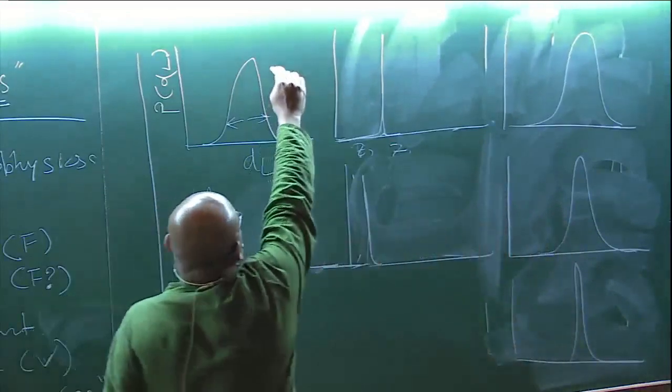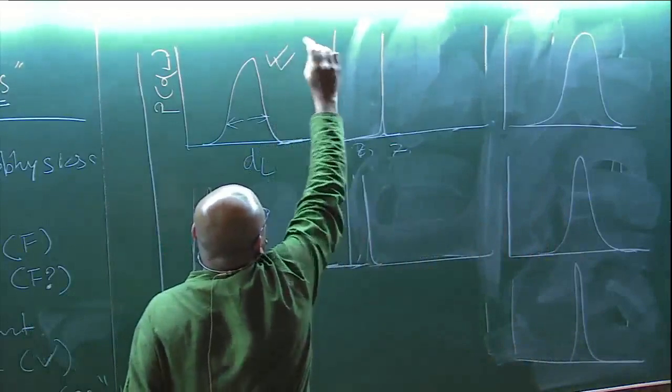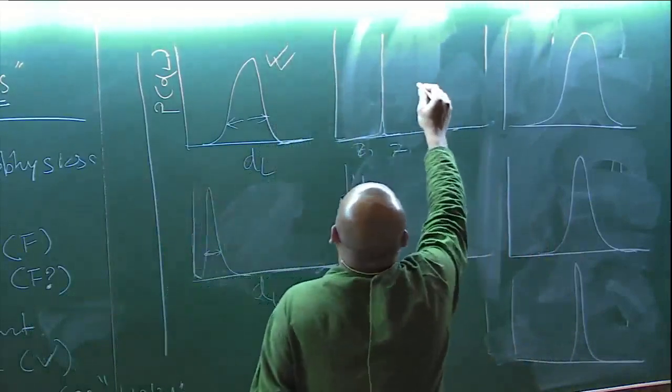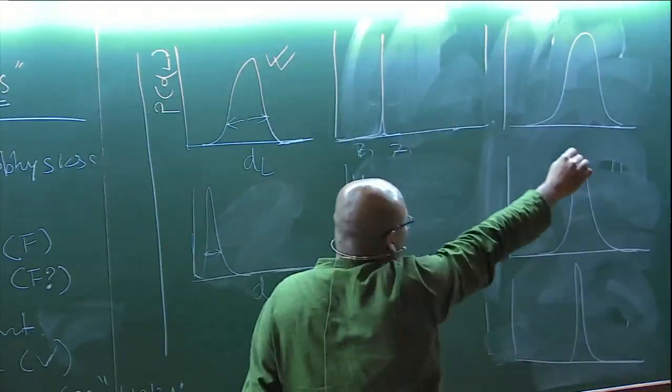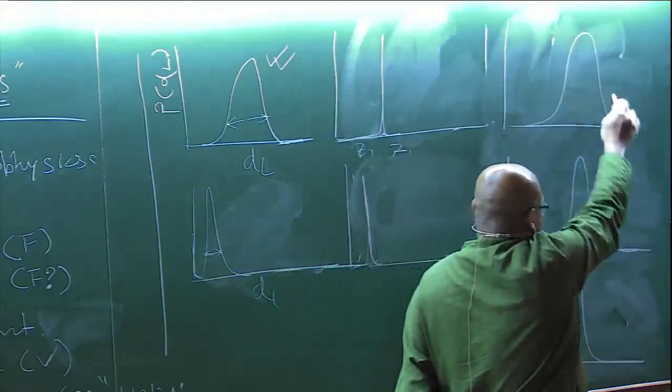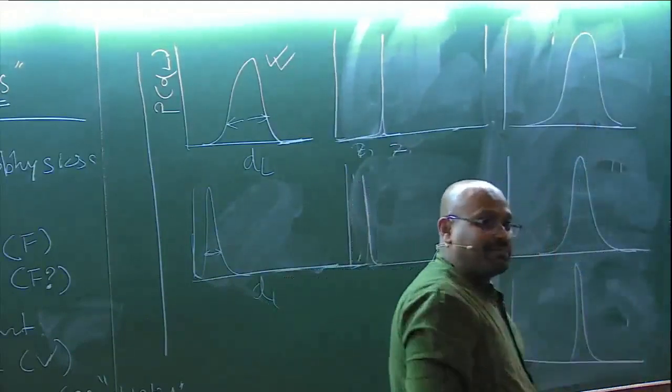So for each of these two gravitational wave events, we have an electromagnetic counterpart. We have an estimate for H naught, and we are combining them.